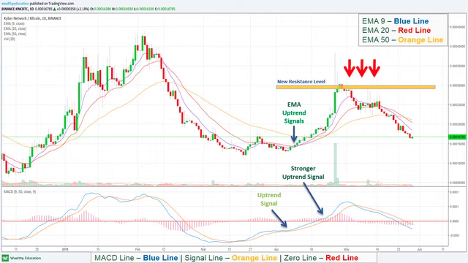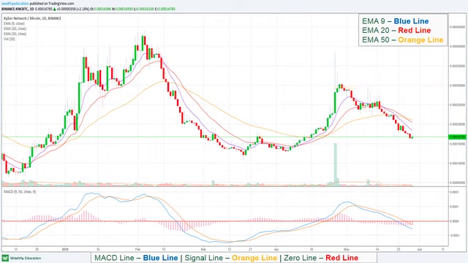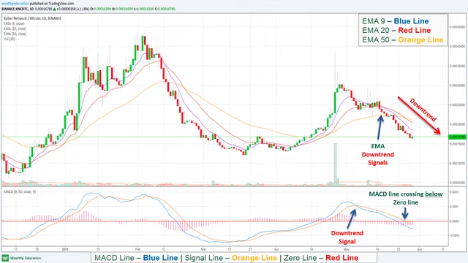If it couldn't, it was likely that the trend was going to reverse. We had a stronger trend reversal signal when the MACD line crossed below the signal line here, and we could confirm that this was a strong downtrend when the EMA 9 crossed below the EMA 20 and the MACD line crossed below the zero line here. So by looking at this chart, you can easily predict if this coin is going up or down in value. And with this information, you can just buy low and then sell high. You can make a lot of money.